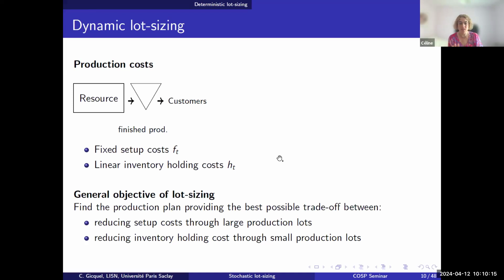And the whole point of lot sizing in general is to find a production plan over this discrete planning horizon, which is feasible in terms of demand satisfaction and technical limitations of the system, and which provides the best possible trade-off between these fixed setup costs and these inventory holding costs. The difficulty here is that these 2 costs, when taken individually, lead us to make totally different production planning decisions. So finding this best trade-off is not so easy in practice.